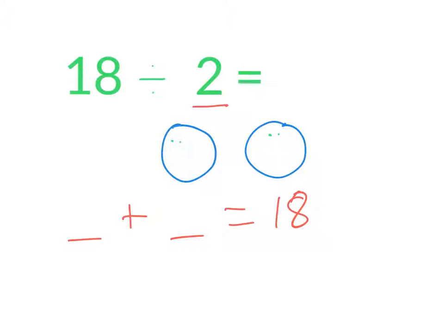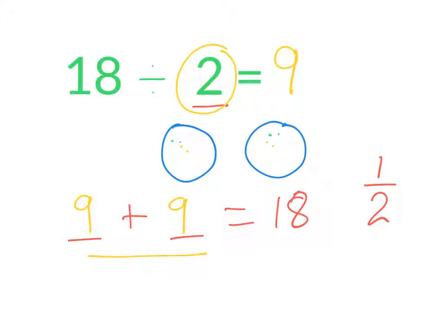Or I know that my 2 means 2 even groups, means I can half it. I can think, what is half of 18? And I know that 9 plus 9 is 18. So I don't have to do all the dots because I know it in my head. So 18 divided by 2 is 9. So if it's 2 even groups, use your doubles or half it.